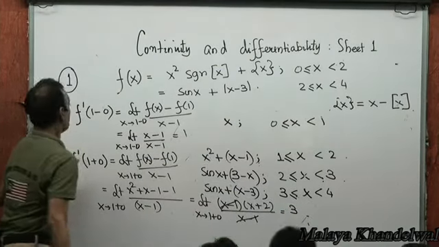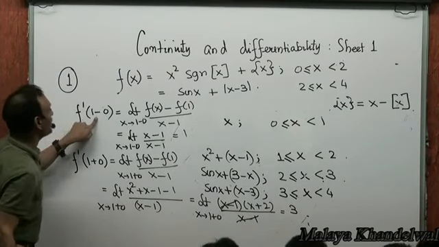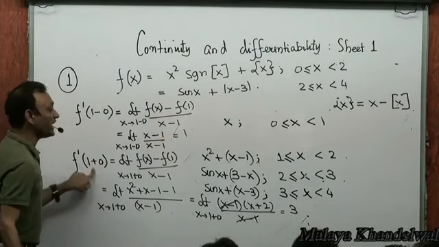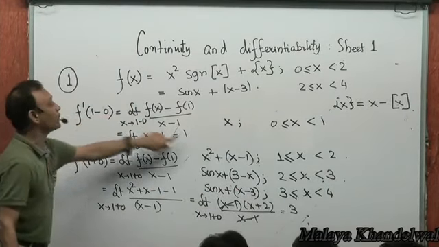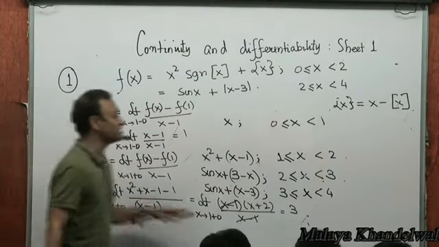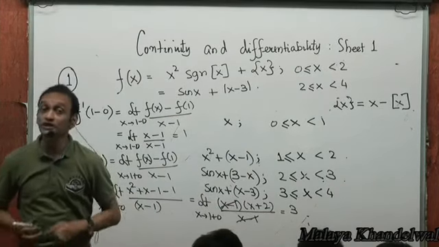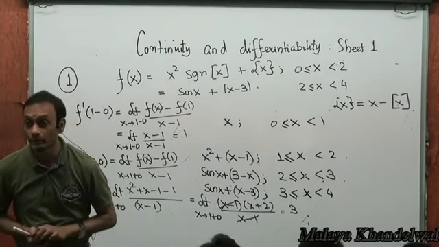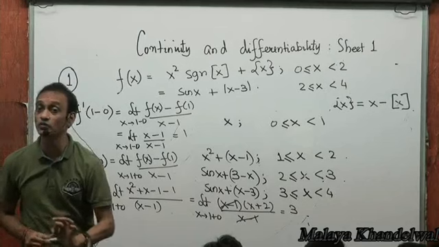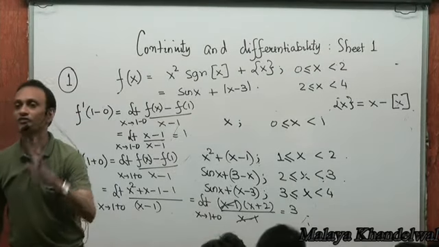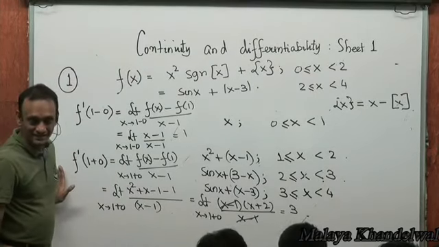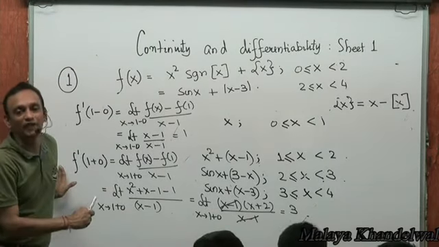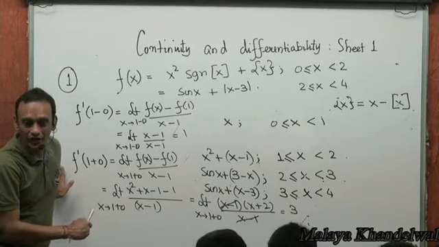So the left hand derivative at 1 is 1, the right hand derivative at 1 is 3. The slope of the left hand tangent at 1 is 1, the slope of the right hand tangent at 1 is 3. Non-uniqueness of tangency at x equal to 1, therefore the function was not differentiable at x equal to 1. And therefore, if you had checked this, then you would still have to check continuity.